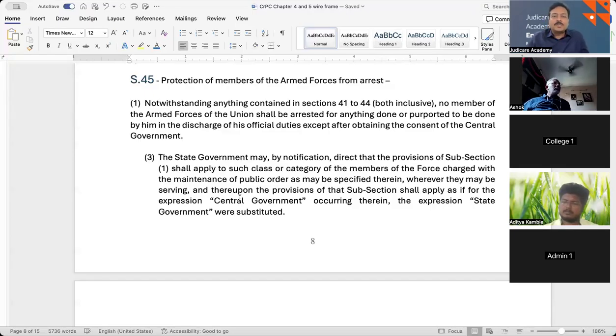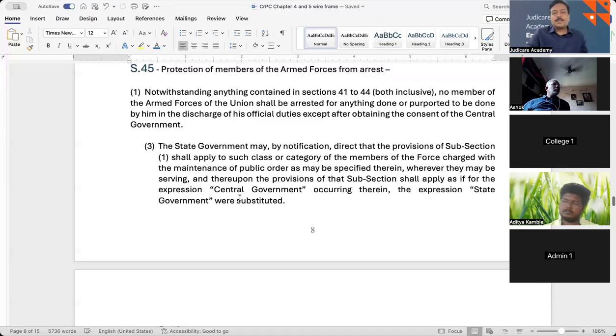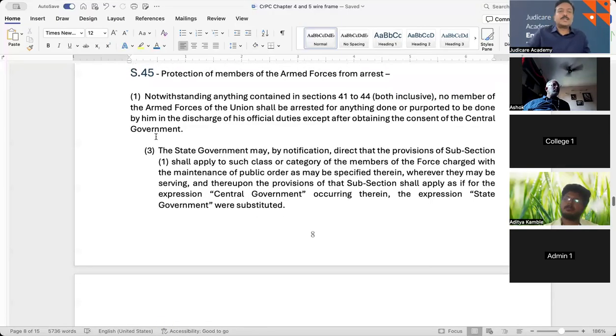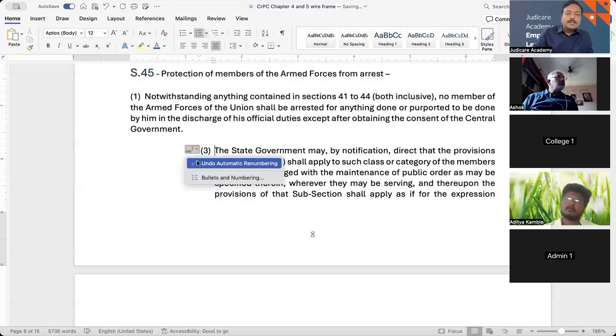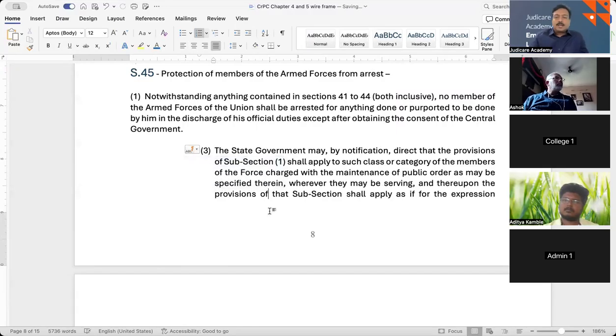Wherever they may be serving, thereupon the provisions of the subsection shall apply as if the expression central government occurring therein were replaced by the expression state government. So it simply means if the said force is related to that particular state government, not the central government, in that case also it should be read as if it is upon the state government, rather than the individual himself or herself. So a force reporting to the central government or the state government, either way, in summary, the accountability and legal liability is transferred automatically to the state government or the central government accordingly, and not onto the shoulders of those individuals.